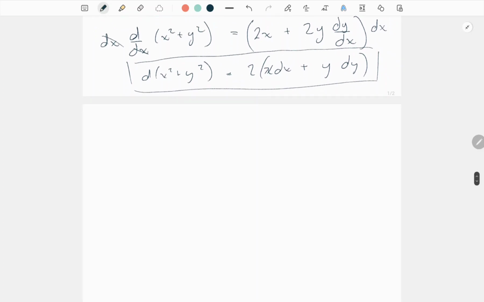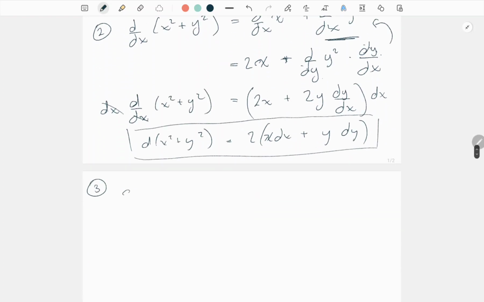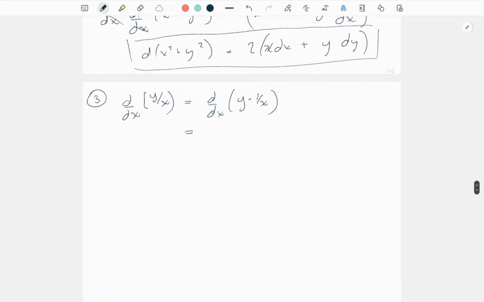I'm going to go to the next page here, and what we're going to do is derive equations number 3 and 4. It's basically the same thing. So we have d by dx of y over x, right? Well, that's the same thing as d by dx of y times 1 over x. If we apply the product rule, the same product rule that we had above, u dv dx plus v du dx, this is the same thing as y times d by dx of 1 over x plus 1 over x times d by dx of y. So that's actually pretty simple.